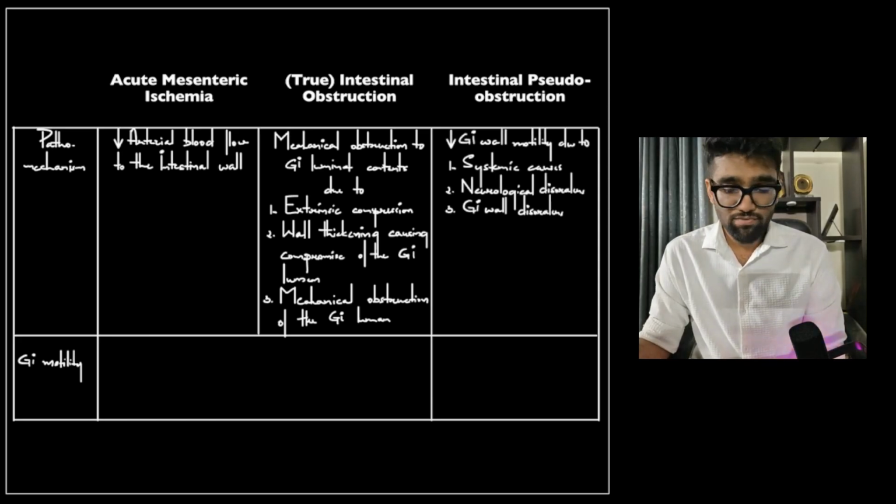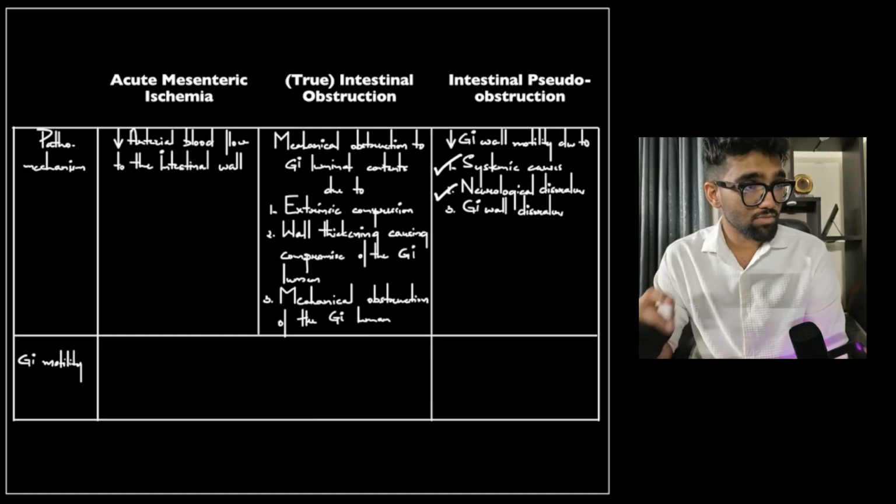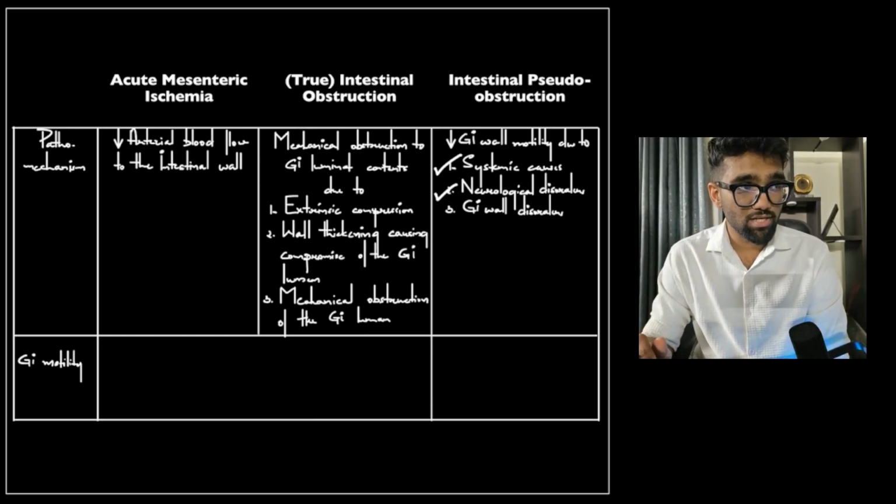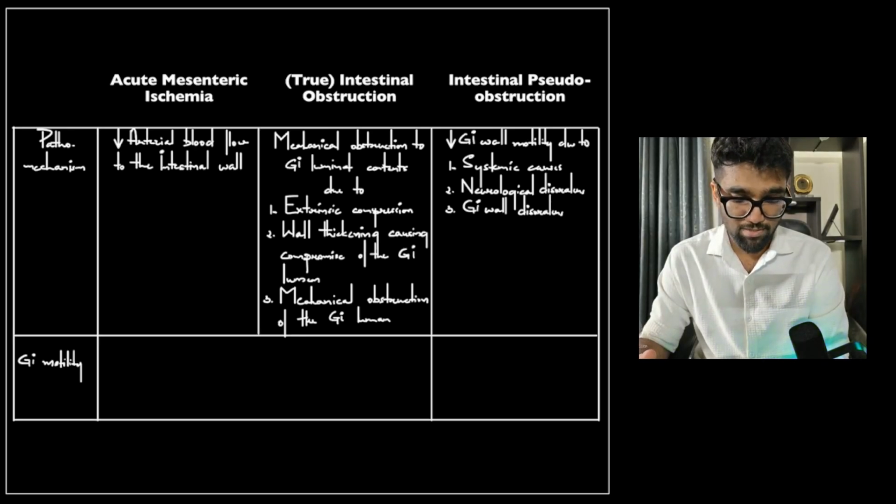Now, pseudo obstruction is when none of these three things is there. However, gastric wall motility has decreased. And as I just said, that may be due to systemic causes. It may be due to neurological input to the gastrointestinal tract being altered, and it may be due to GI wall disorders, primary disorders that decrease the response of the gastrointestinal tract to the neural input that it is receiving from the parasympathetic innervation that it has.